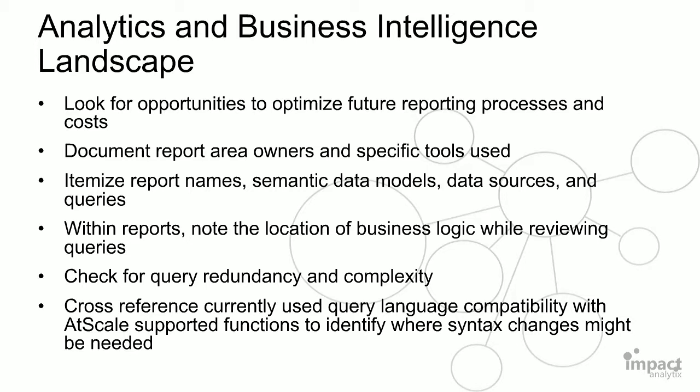Some other things to be thinking about: it's really just a big itemized list. If you've been through the GDPR process, you probably already have some of this information lying around, but it's a similar itemizing and just figuring out what the report names are, the models they're using, the ETL processes. And again, where does that business logic live? Is that at report level? Is it at database level? That type of thing.